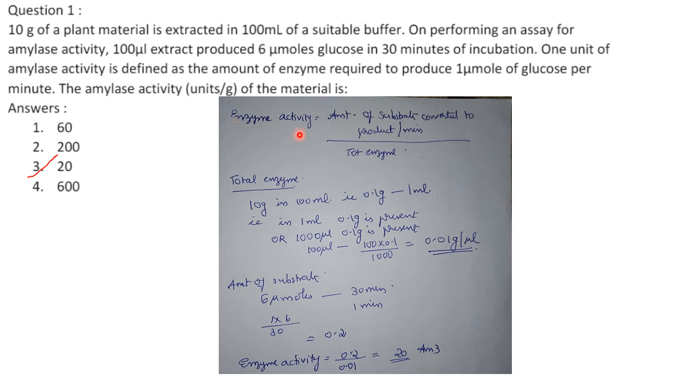so enzyme activity, amount of substrate converted to product per minute divided by total enzyme. So we have to see for total enzyme, that is 10 gram in 100 ml or 0.1 gram in 1 ml, that is 1 ml, 0.1 gram is present, or 1000 microliter 0.1 gram is present. So in 100 microliter 0.01 gram is present. 6 micromoles amount of substrate, 6 micromoles in 30 minutes. So in 1 minute it is 0.2. Enzyme activity is units per gram. So 0.2 divided by 0.01, that is 20. Answer is option 3.